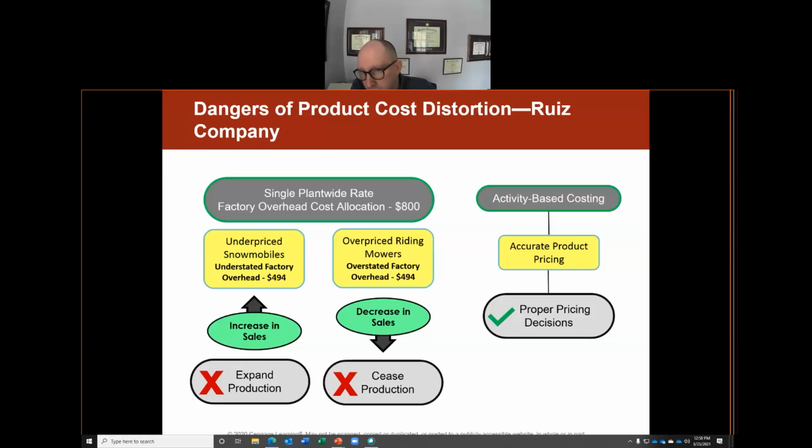With activity-based costing, it's the most accurate method for pricing, and it helps us to make proper pricing decisions to get the most profit out of the sale of each unit.